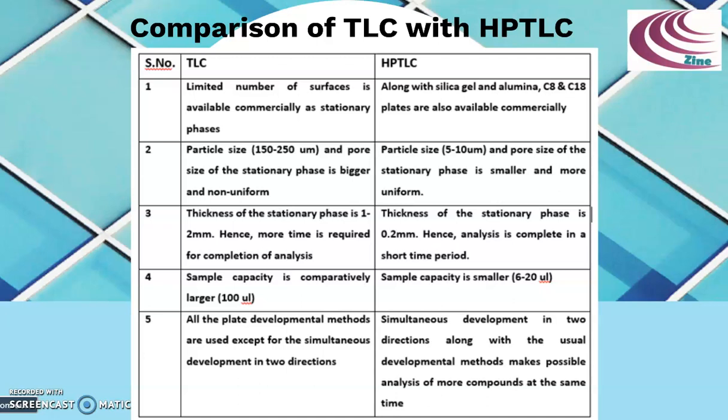So, taking into account the drawbacks of TLC, HPTLC provided improved support materials or sorbents as the stationary phases and direct quantification by instrumental methods. The main difference between HPTLC and conventional TLC is the particle size of the stationary phase. A smaller particle size of 2 to 7 micrometer is used in HPTLC as compared to 150 to 250 micrometer in TLC. Also, the pore size is more uniform in HPTLC as compared to TLC. The thickness of the stationary phase is 0.2 mm as against 1 to 2 mm in TLC.